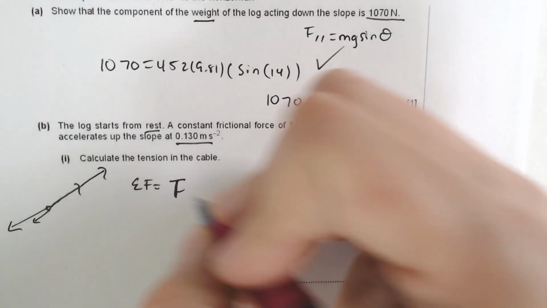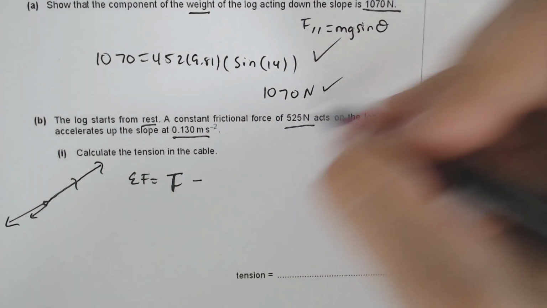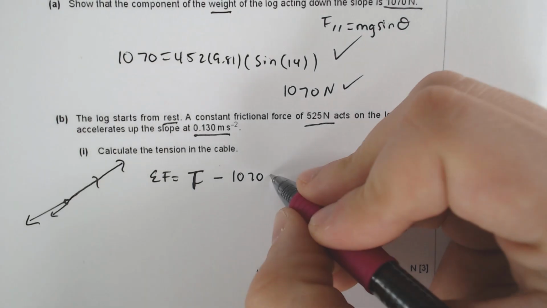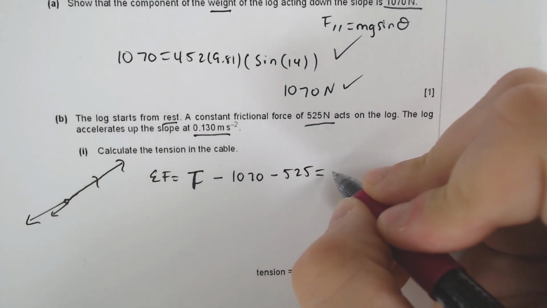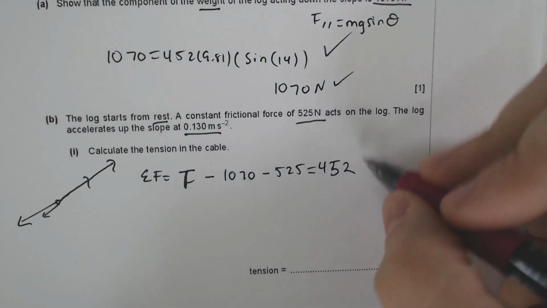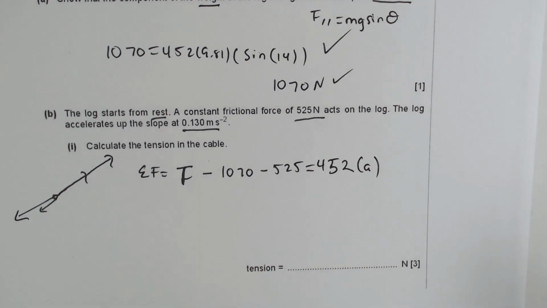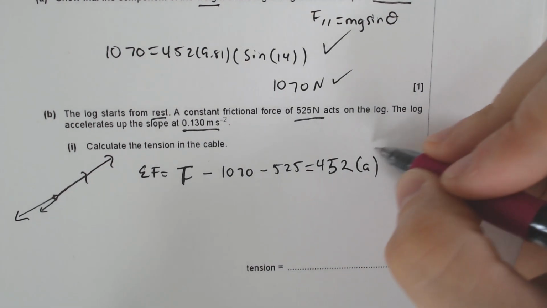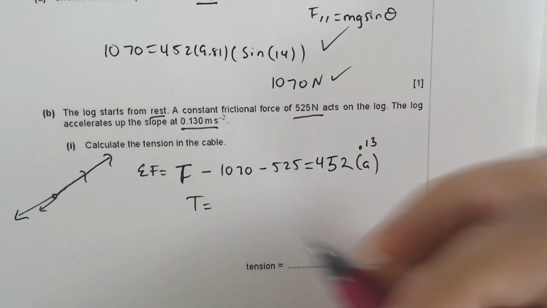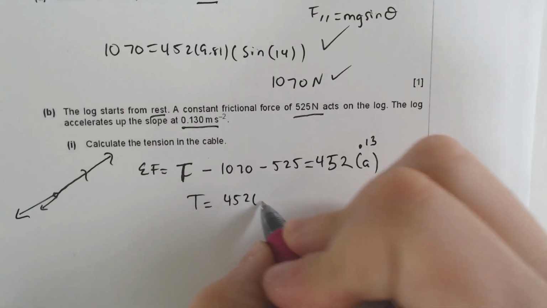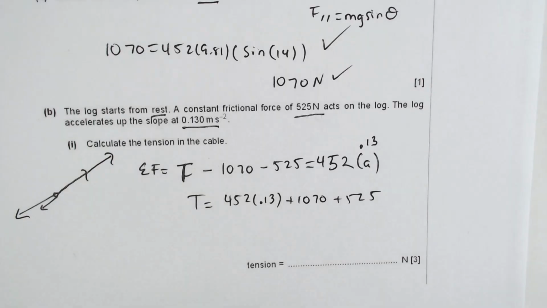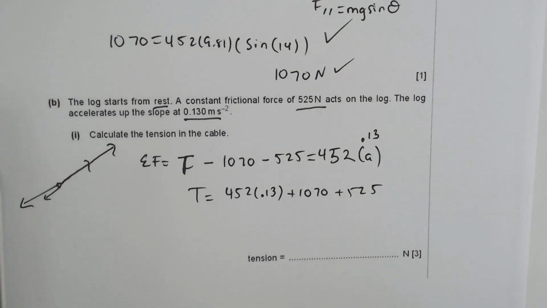Tension is just a regular T, force of tension, minus the 1070 that we just had, that would be the force of gravity parallel, minus the force of friction, 525, would equal ma. 452 was the mass from up at the top. You can't see it, it's off screen. Times a. Well, a is equal to 0.13. So we're just going to solve. Tension would equal 452 times 0.13 plus the 1070 plus the 525. It's going to be more than everything else because tension won. So we just have to do the math for that.